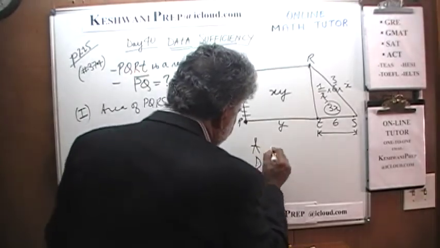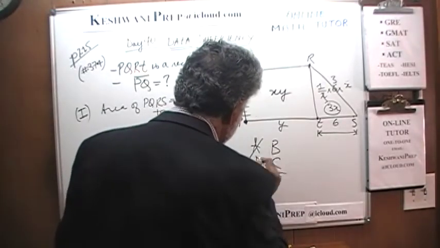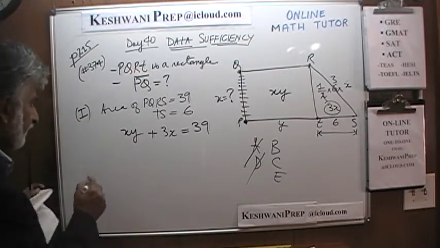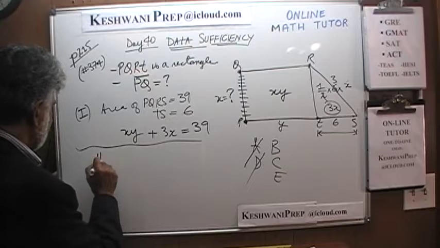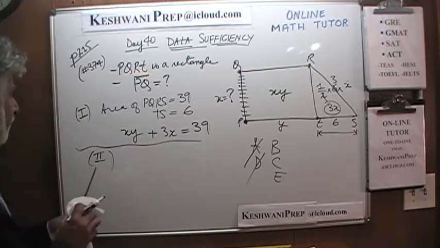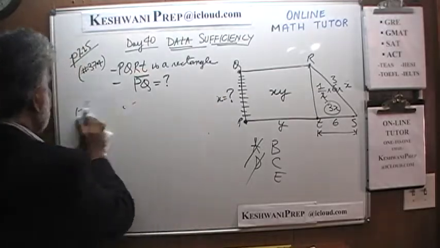A, D, B, C, E. The answer cannot be A or D, it will have to be either B, C or E depending on what happens in the second statement. Let's look at the second statement. I'm not sure if I should erase the first statement or not. Let's erase it. If we need it, we can always come back to it.